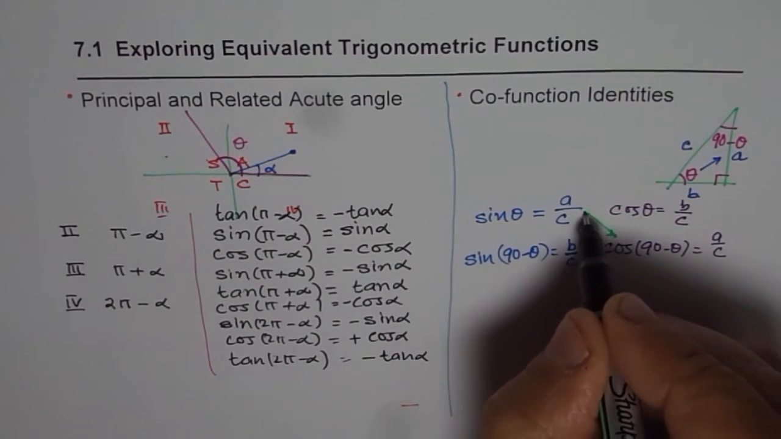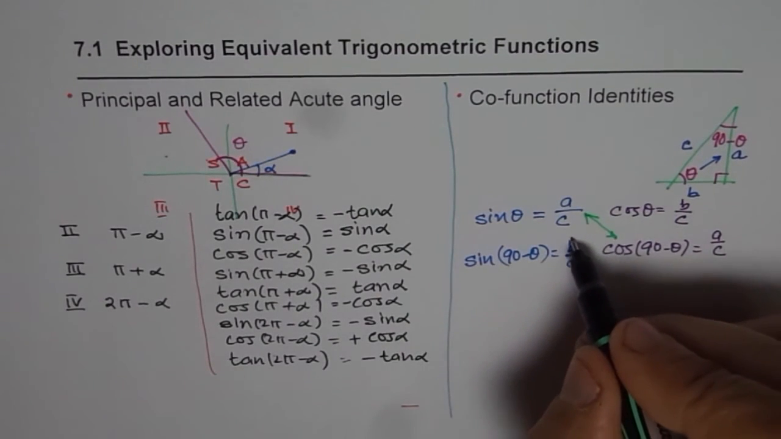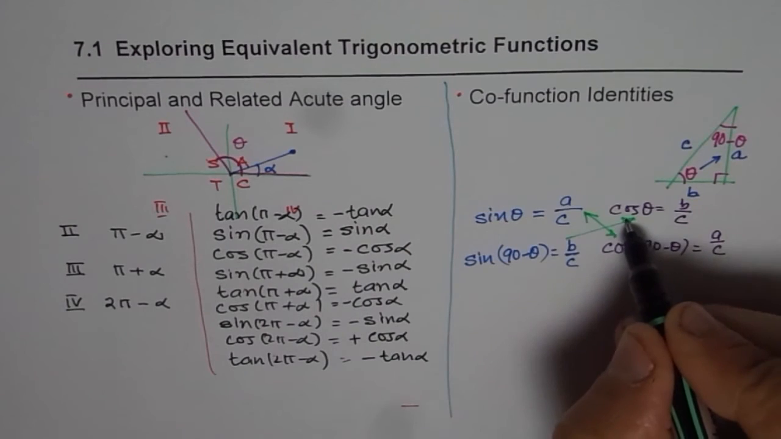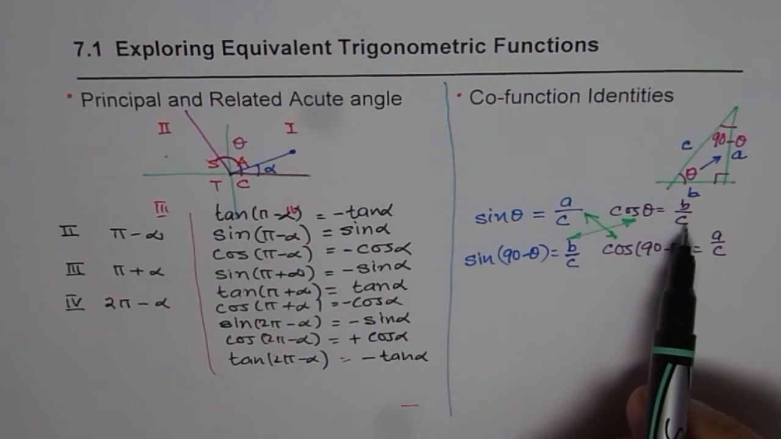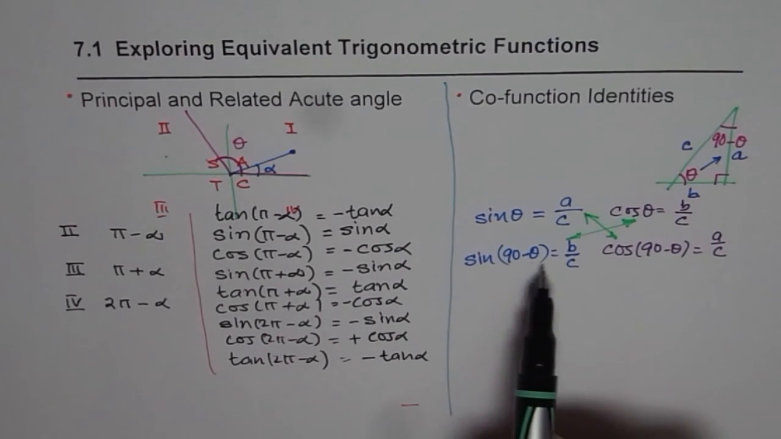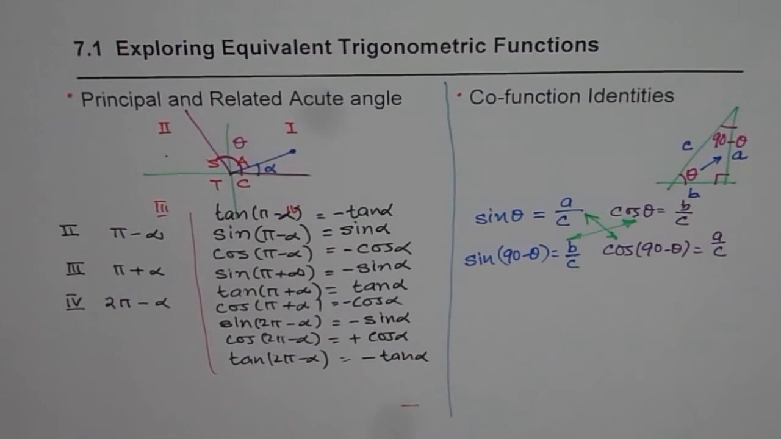We call them cofunction identities. Sine with cos, cos with sine. Either way, right? So you see the other way also. Cos of theta, B over C, is the same as sine of 90 minus theta. Correct? Isn't that obvious? Right, it is.